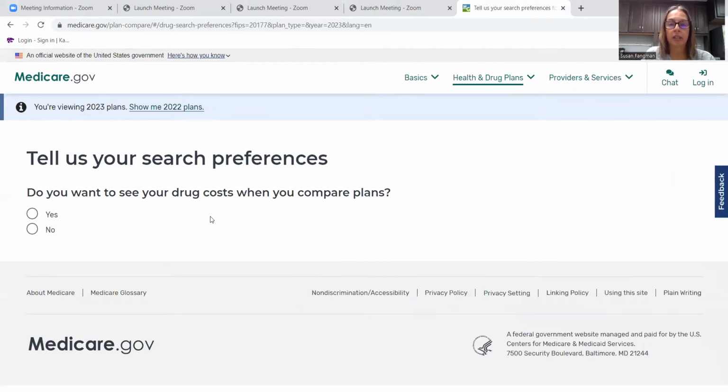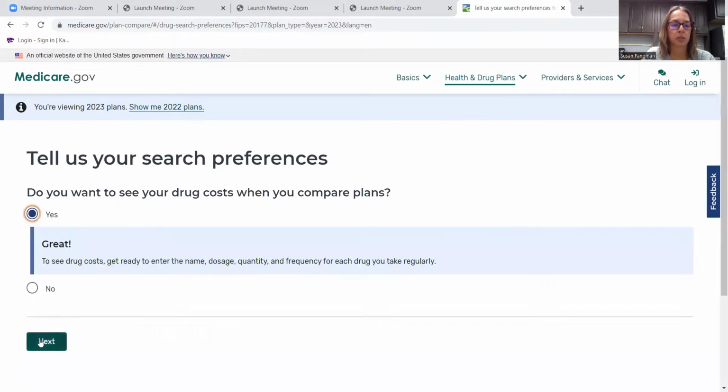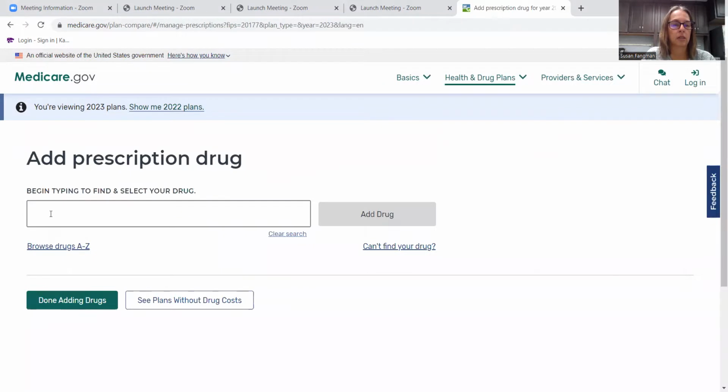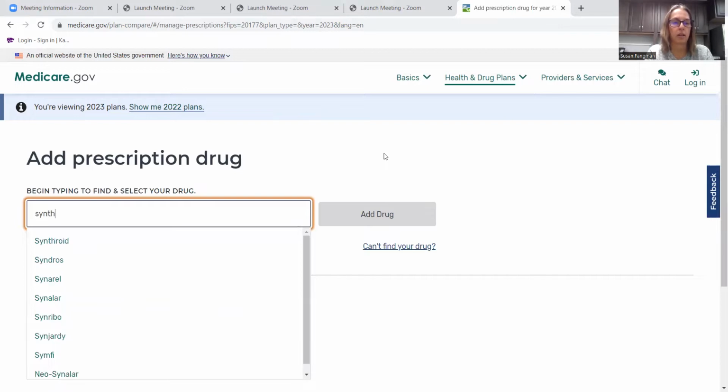And we definitely want to look at the cost of plans with our prescriptions entered in. Just because a plan has a low premium doesn't mean it's going to cover your drugs as well as maybe a more expensive plan might. So always enter your prescriptions. For today's example, I'm going to enter 3. We're going to start with entering Synthroid.